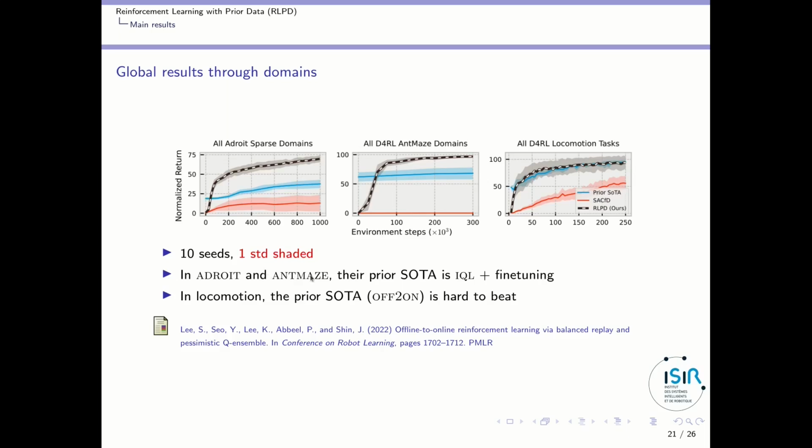And in Adroit and AntMaze, the prior state of the art is implicit Q-learning plus some fine-tuning, whereas in locomotion, this is off-to-on, which means off-policy to on-policy. But this one is hard to beat because it's already close to optimal.